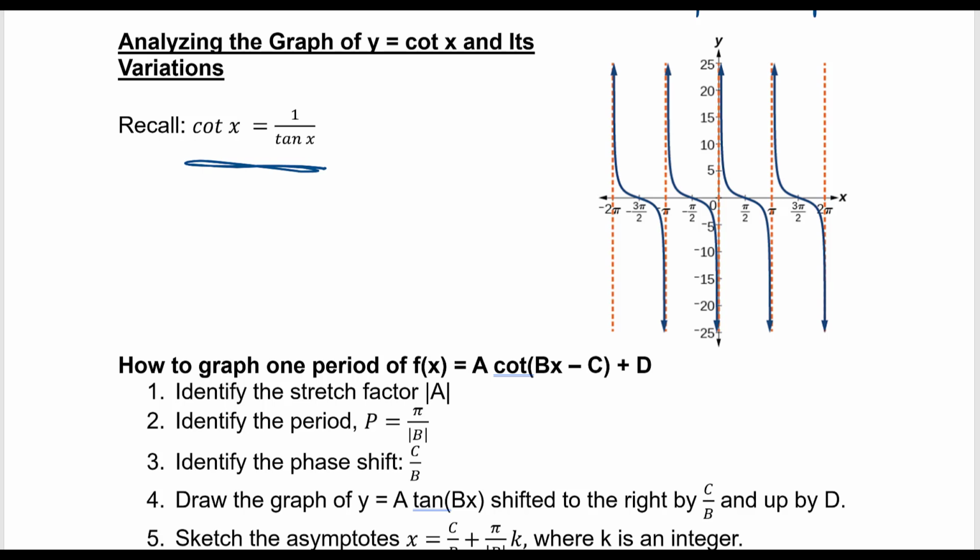So that's the graph of a cotangent. If you think about it, where sine is 0 is where you're going to have asymptotes. So we have them at negative 2 pi, negative pi, 0, pi, 2 pi.